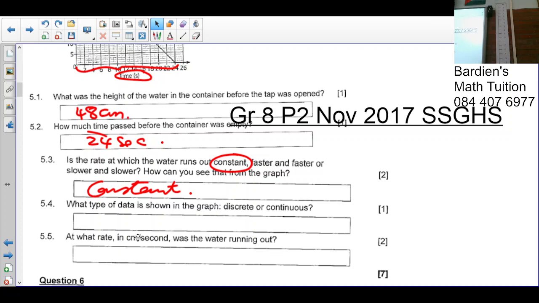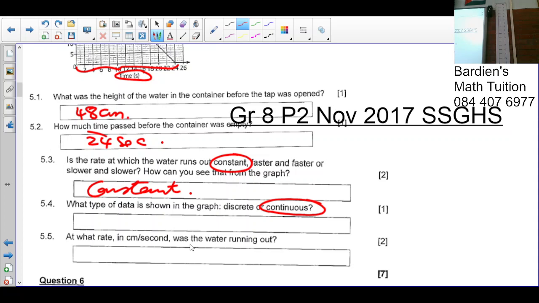What type of data is shown in this graph? Discrete or continuous. This is an example of continuous data. She's good. She's guessing all the right answers today. No, someone guessing. Okay, so explain to me, what makes that continuous data? It's because the data is actually measured and not counted.